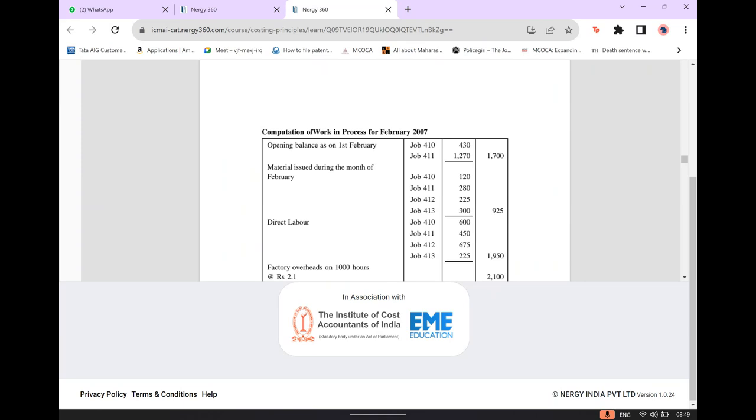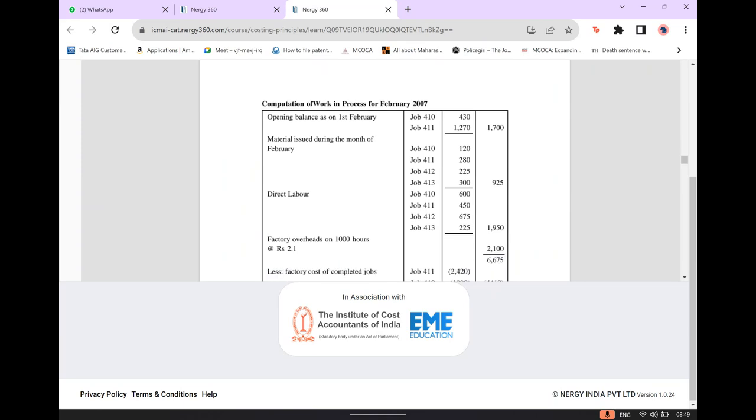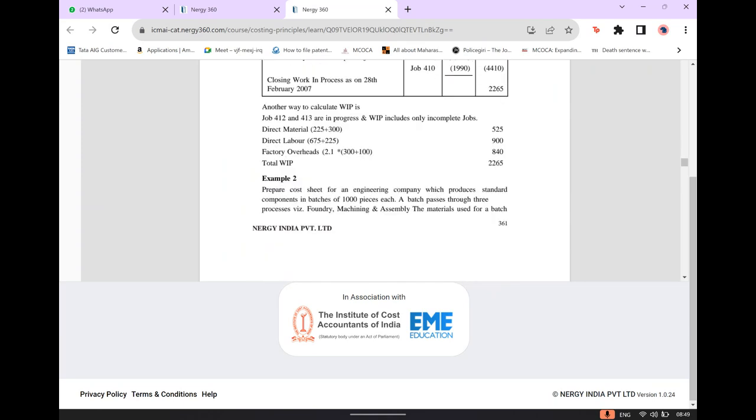So we are asked to compute the work in progress. So we will do it in a simpler way. Job work in progress: direct material, direct labor, factory overhead. When you add all the three, you get the total WIP. So this is a much easier method. They can give you a multiple choice question saying this is the thing, how to calculate.